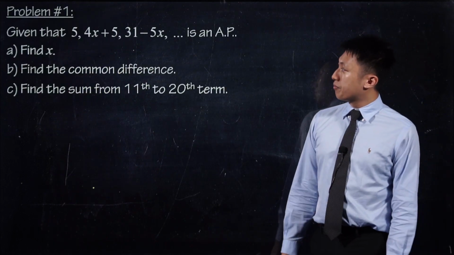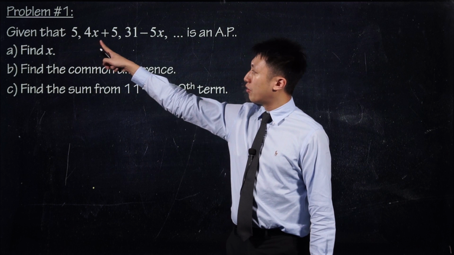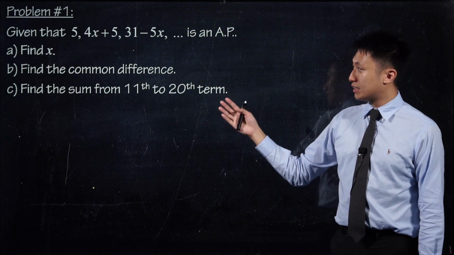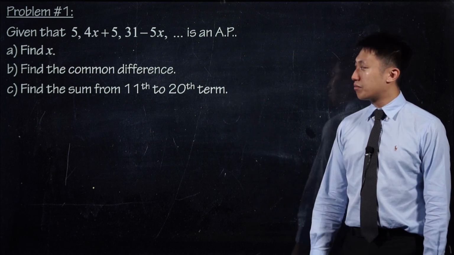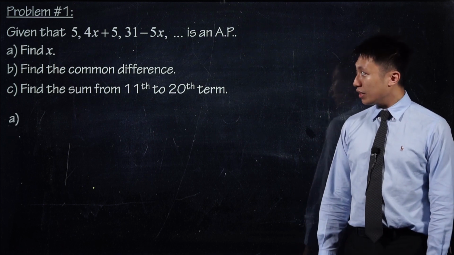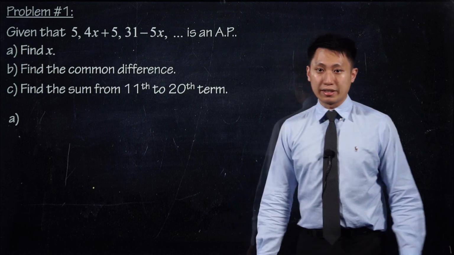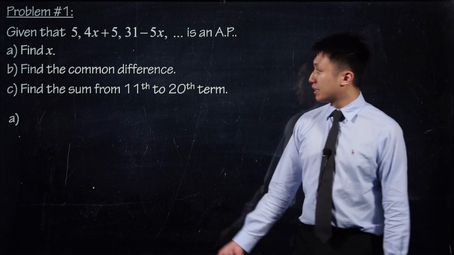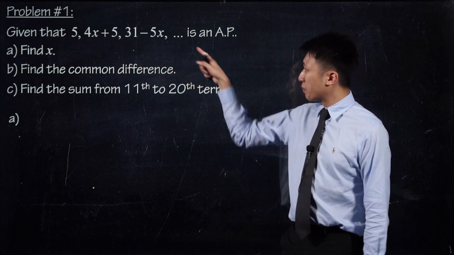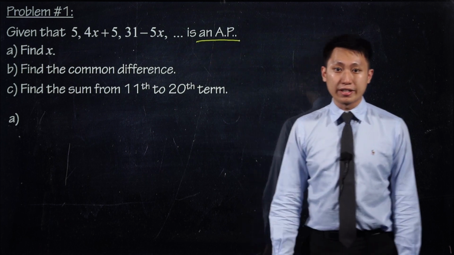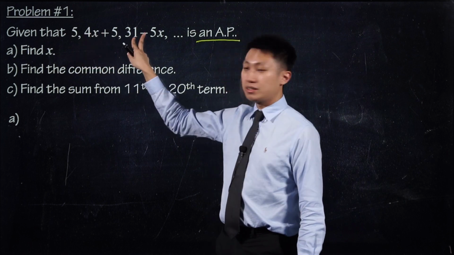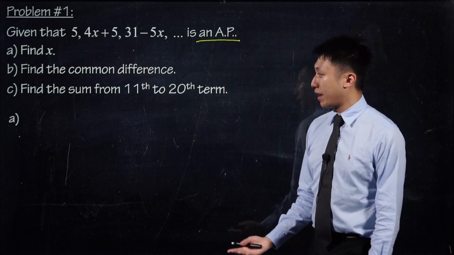All right. So now you are given that 4x plus 5, 31 minus 5x is an AP. Find x, find the common difference, and find the sum from the 11th to 20th term. Now part A. Before going into details, what you can see is that the difference from this one to this one and from this one to this one must be the same, because it tells you that it's an AP already. So this difference and this difference will be the same.